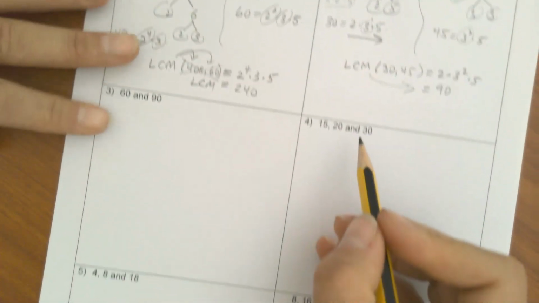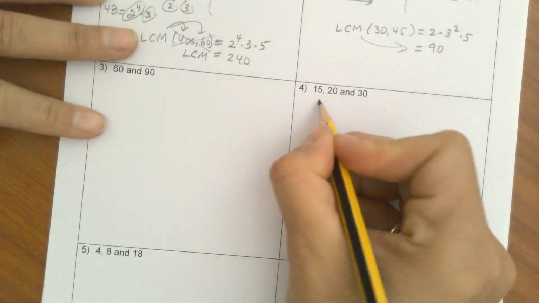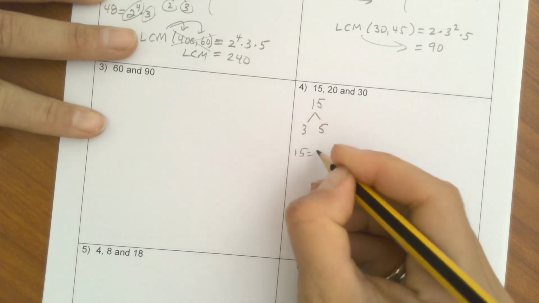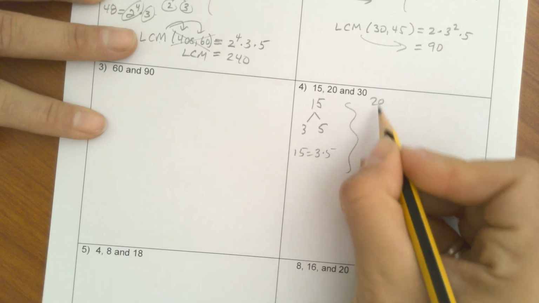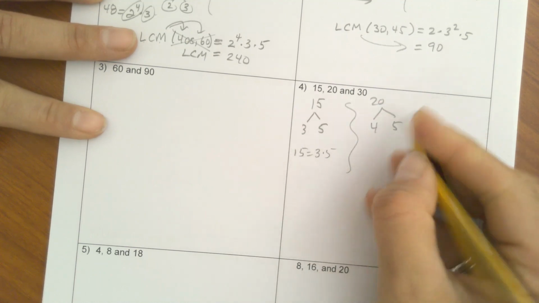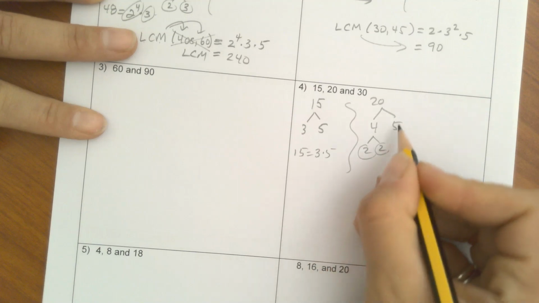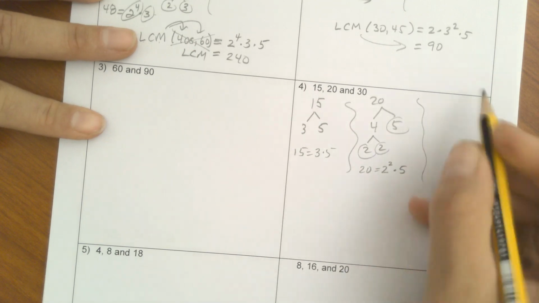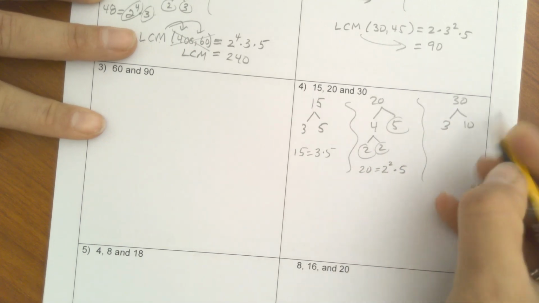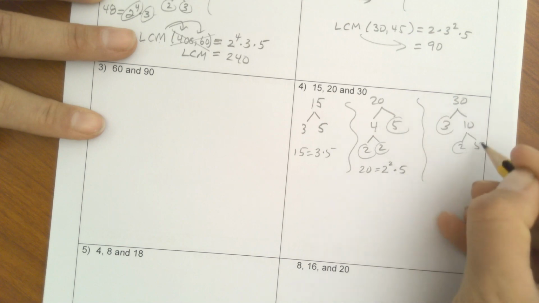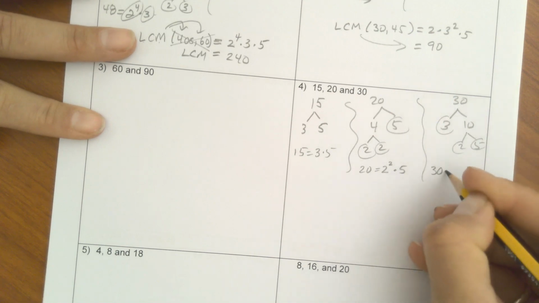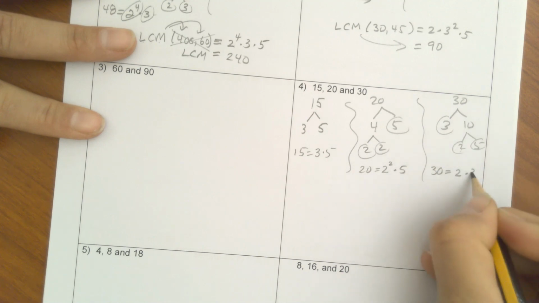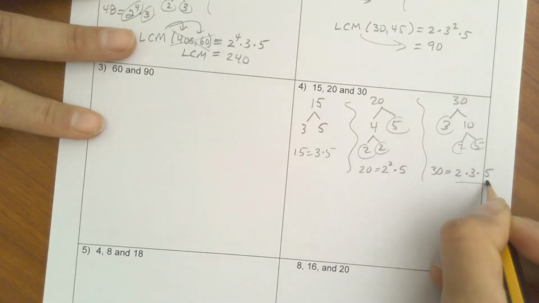Let's do 3 numbers. So 15, that's 3 times 5. Oh, that's it. Okay, let's do 20. That's 4 times 5. Oh, we can make 4 smaller by 2 and 2. Okay, so 20 is equal to 2, and I have 2 of them, times 5. 30 is 3 times 10, and 10 is 2 times 5. So then we have 30. Now don't write the 3 first, write the 2 first because he's smaller. And then write the 3, and then write the 5. So it goes from small to big.